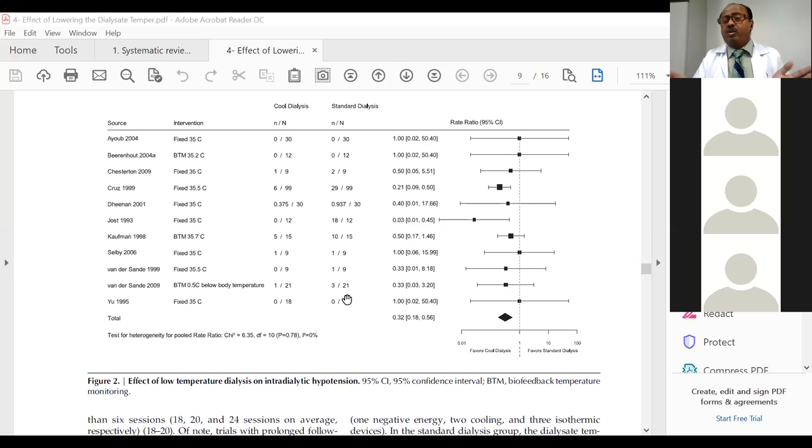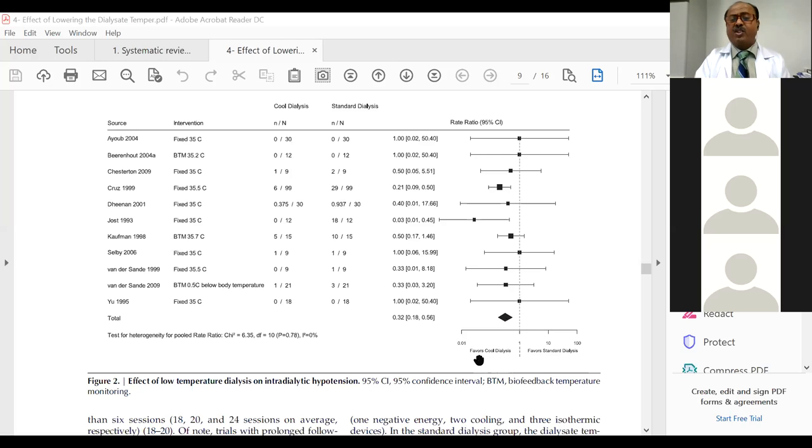And I want to know an answer. Does cooling of dialysate reduce intradialytic hypotension? Where is the diamond here, Toka? The side of cooling dialysis. Does it cut the vertical line? No. So is it less than one or above one? Less than one. And if you read, it says favors cooled dialysis.